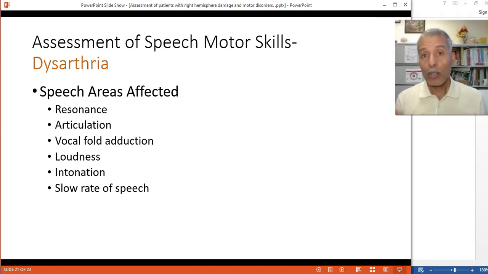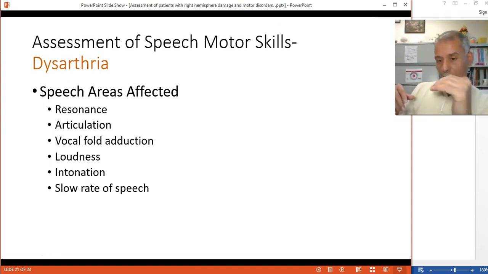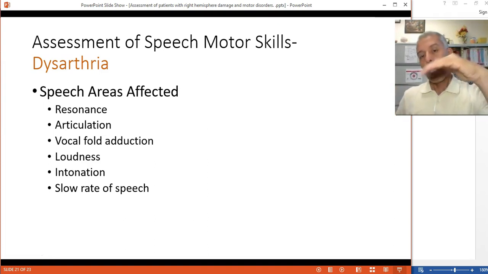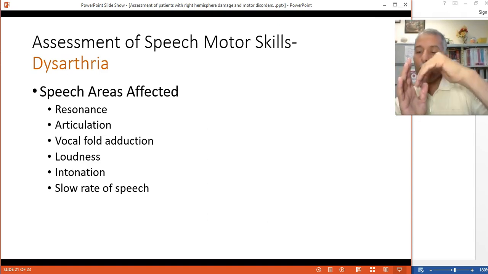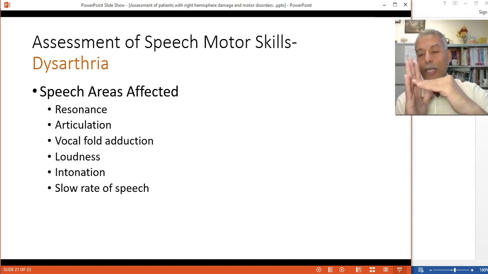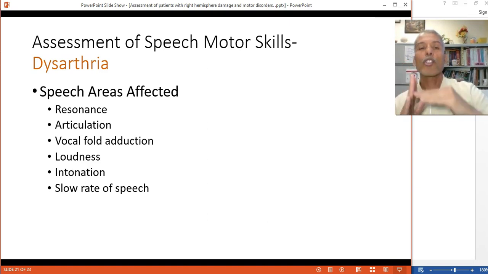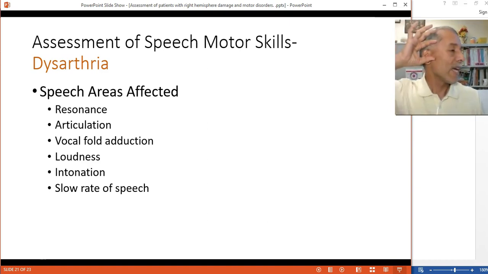Why does hypernasality occur? The velum is a set of muscles. When there's dysarthria, these muscles are weak and hypoactive, and they can't move out and close the velopharyngeal port to separate the nasal cavity from the oral cavity. Hypernasality affects all sounds except for the nasal sounds.